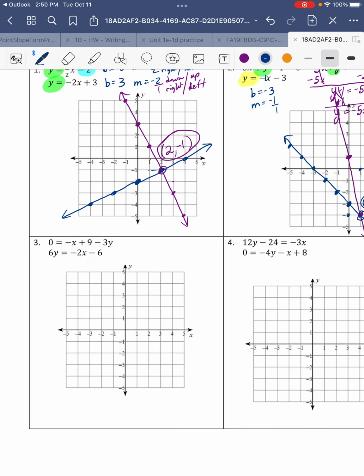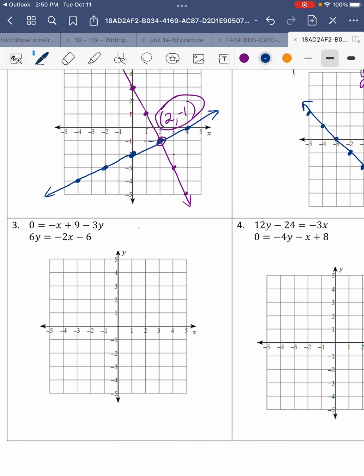All right, number 3. It's not y equals here, so we've got to solve. I think the easiest way is to add 3y because it was negative, and then the y term can be all by itself on one side. And then divide by 3. We get y equals negative x over 3 plus 9 divided by 3, which is 3. Don't forget there's a negative 1 here. So my y-intercept is 3. My slope is negative 1 over 3.